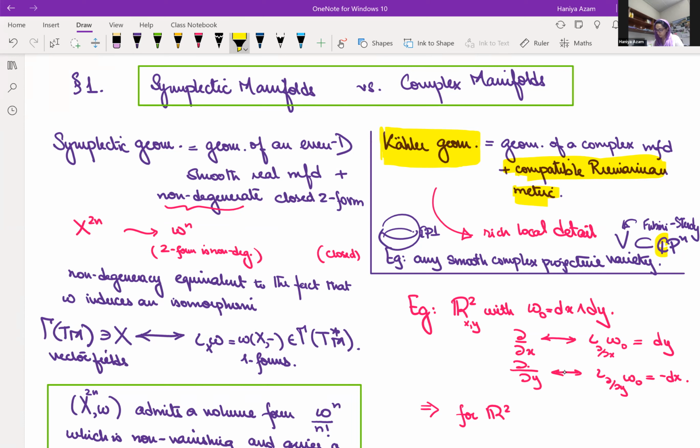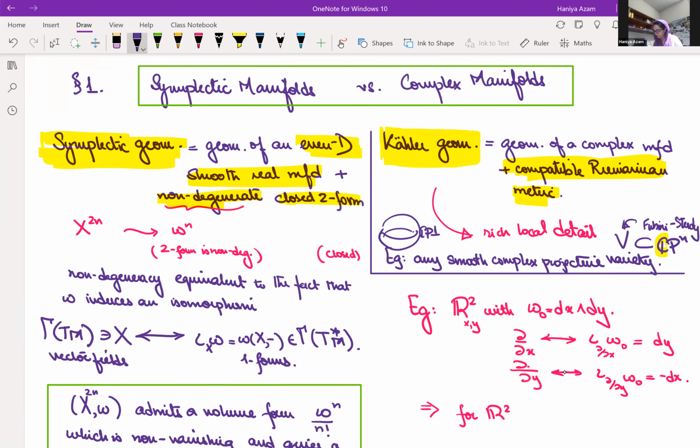So let's move on to symplectic geometry. Symplectic geometry is the geometry of an even dimensional smooth real manifold, which comes equipped with a non-degenerate closed two-form. So it's a closed two-form.